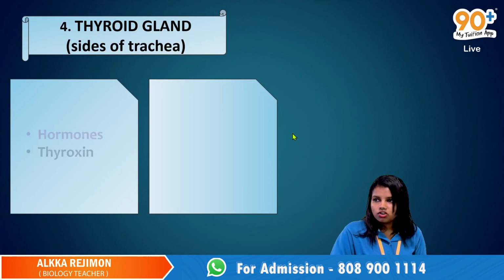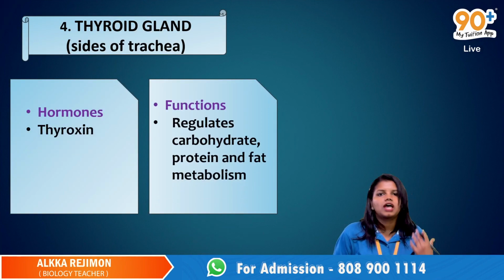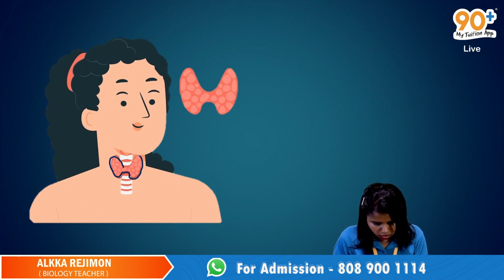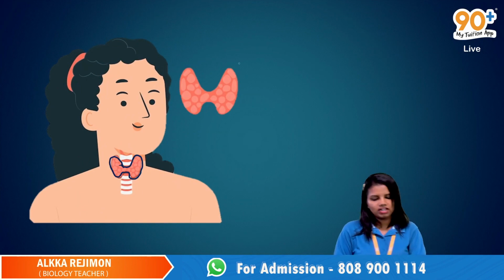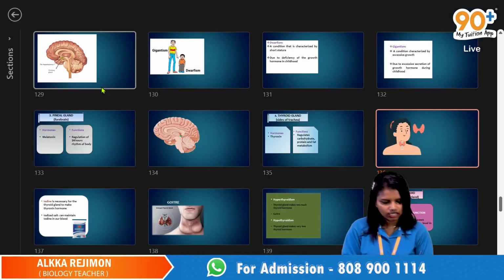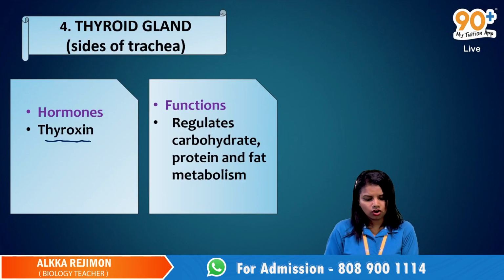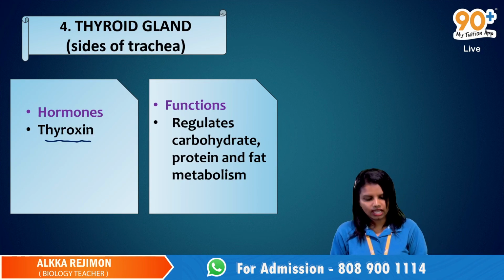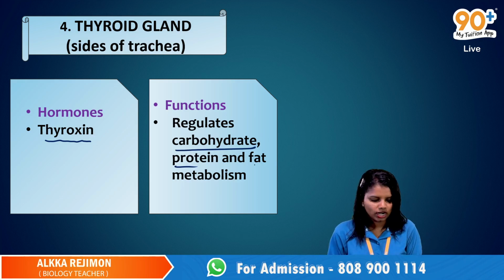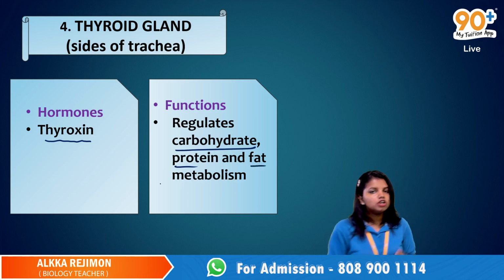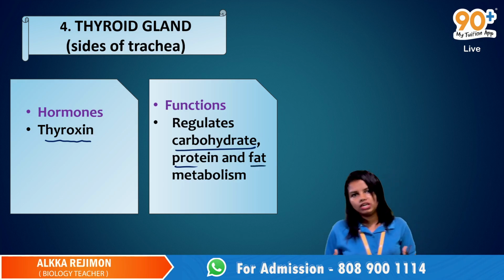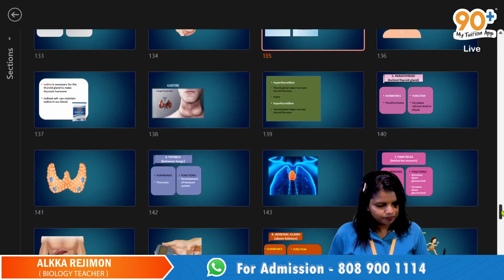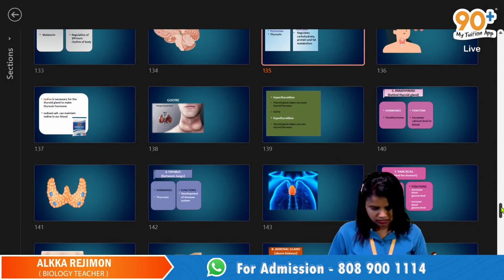Then there is the thyroid gland, which is seen at either side of your trachea. So here it is. This is a butterfly shaped gland which is bilobed and is present at the tracheal region, and it produces several hormones. Thyroxine is one of the most important hormones produced by the thyroid gland, and thyroxine can regulate carbohydrate, protein, and fat metabolism. So basically the metabolism of your body is under control of thyroxine, and without thyroxine all this metabolism would collapse.